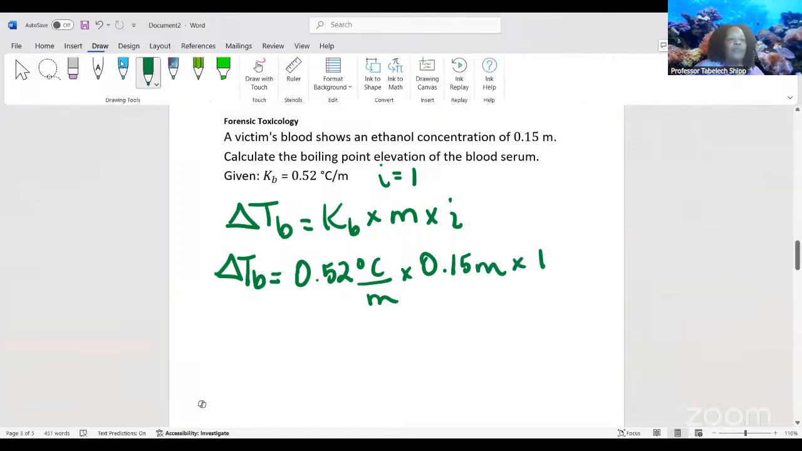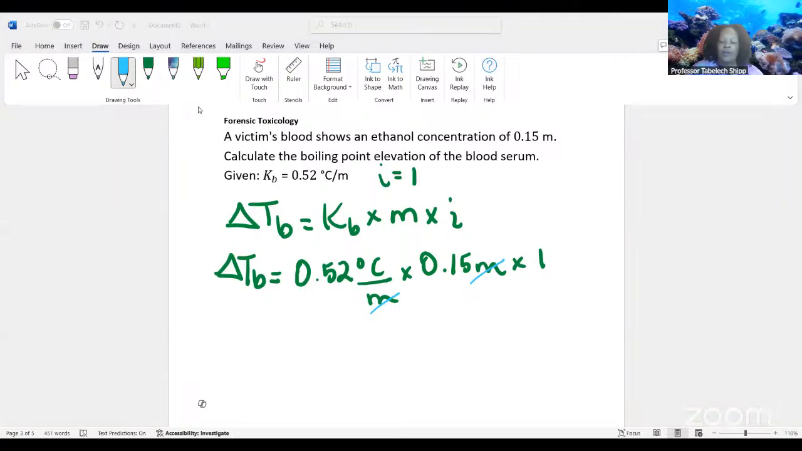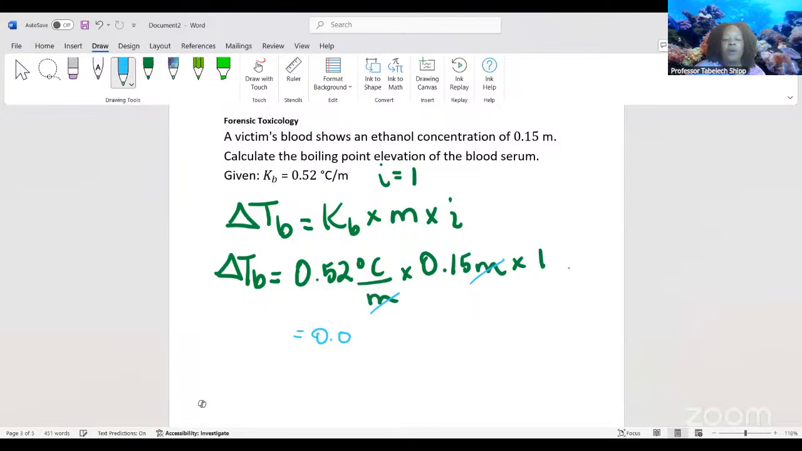So all we have to do now is cross out the units we don't need anymore and just plug this into our calculator. 0.52 times 0.15 gives us 0.078. 0.078 degrees Celsius. And again, even if you multiply times 1, you're still going to have 0.078 degrees Celsius.